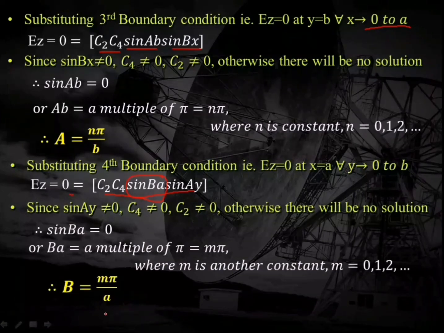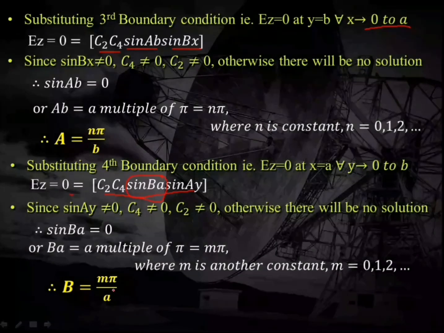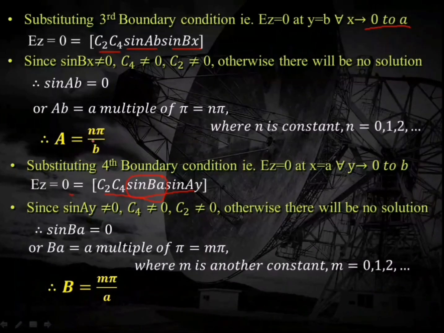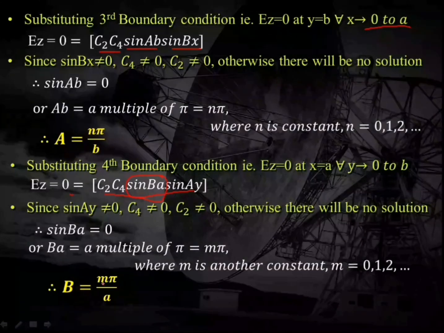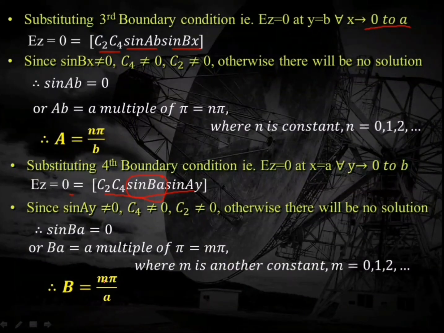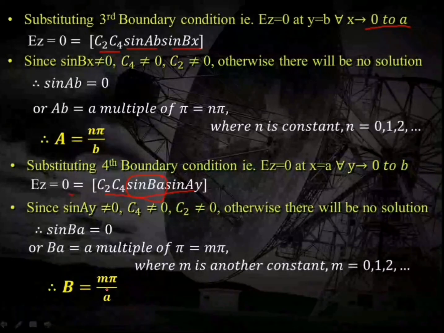The important thing to look at here is that both A and B are multiples of pi, but m and n are used to show that they may have different values. It means if n has value 0, there may be a possibility that m will have a value 0 also, 1 also, 2 also. So just to differentiate them, we have used two different constants.